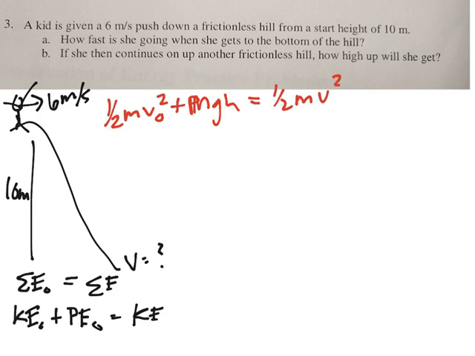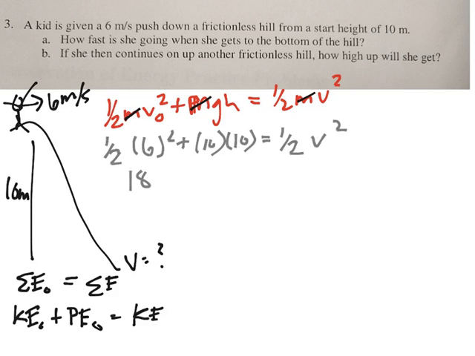Notice m is in all of these, so you can get rid of it. So then you go to 1/2 your initial velocity, that was 6, squared, plus m is gone, remember, gravity, so 10 times the height, also 10, is equal to 1/2 v squared. Do the math on this. This is 18 plus 100 is equal to 1/2 v squared. That gives us 118 is equal to 1/2 v squared.